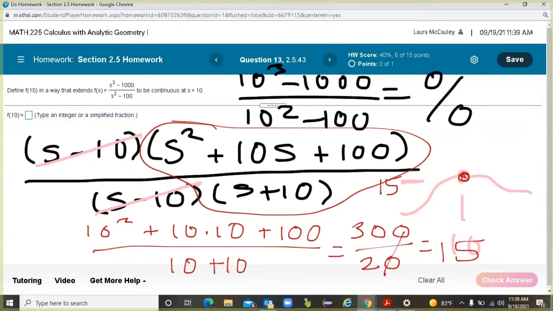So I'm going to plug the hole by saying, you know what? Why don't we just let f of 10 be 15? So even though we can't plug a 10 into the original because there's a hole there, we're going to plug that hole by saying we're going to let it equal 15.